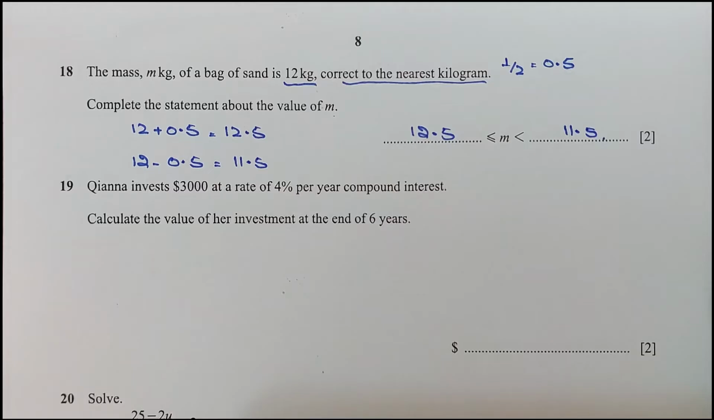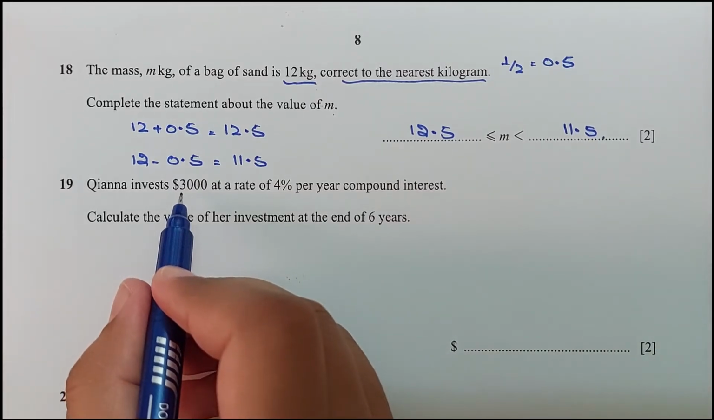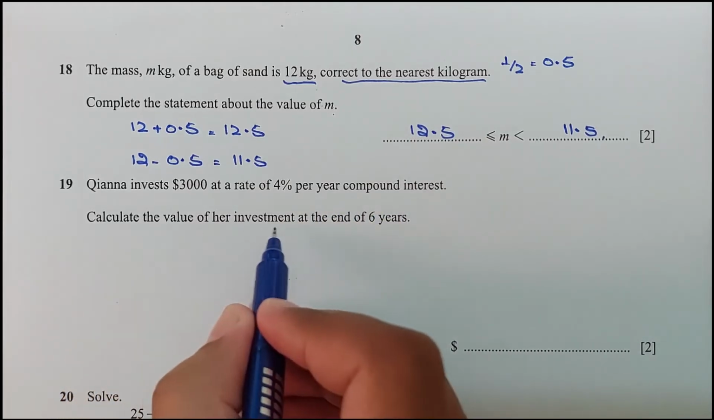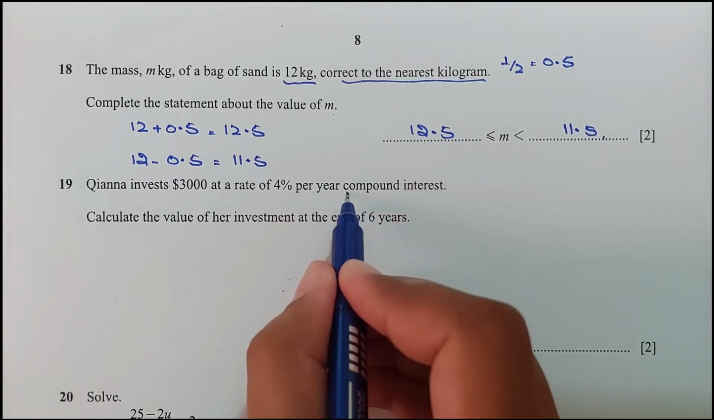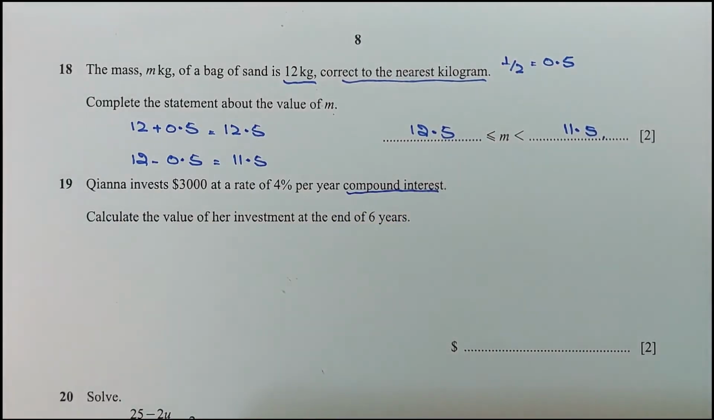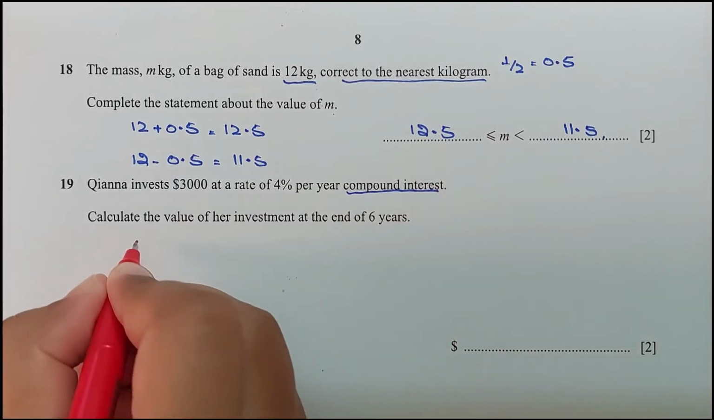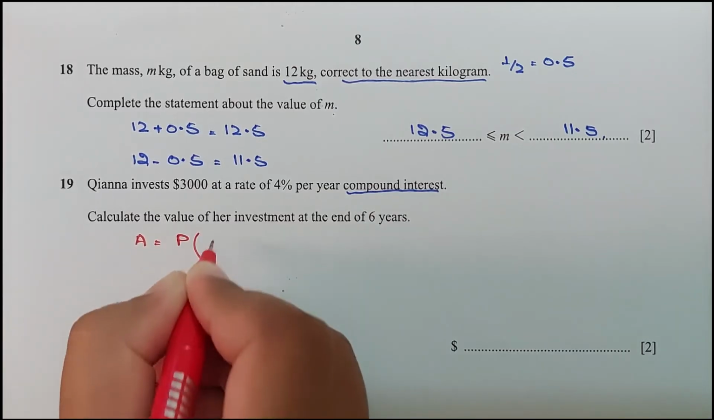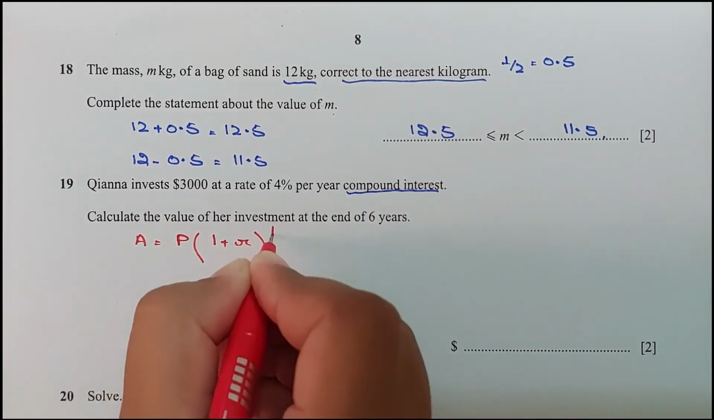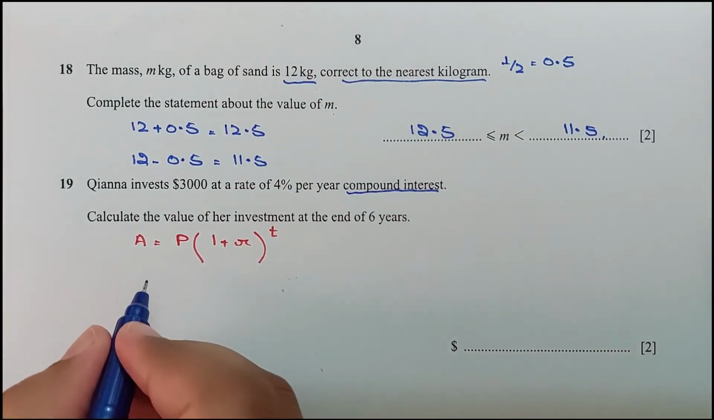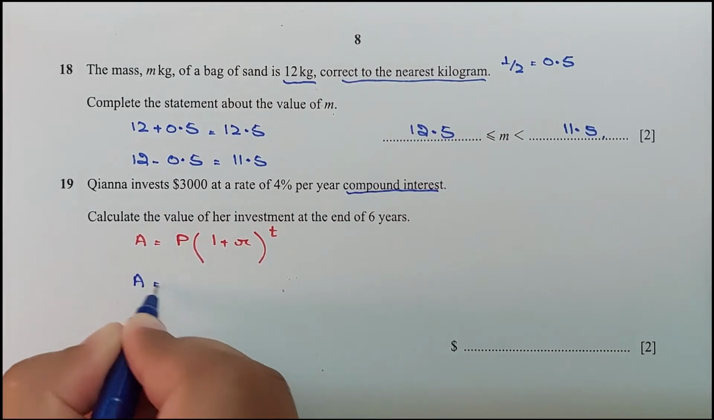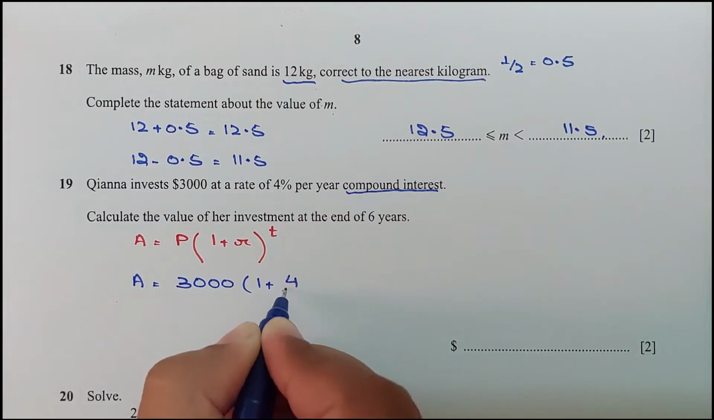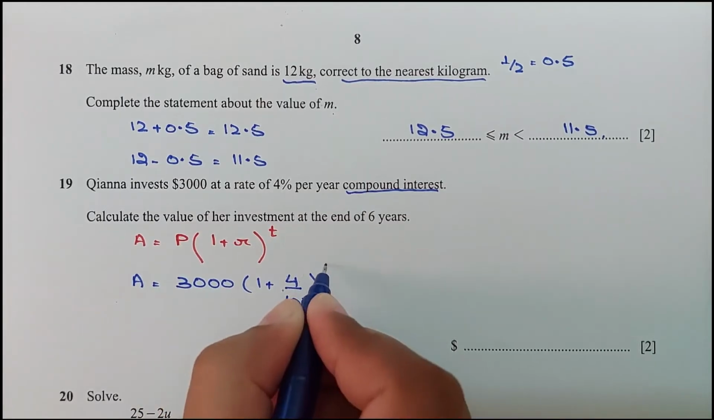All right. Number 19, when I invest $3,000 at the rate of 4% per year compound interest, calculate the value of her investment at the end of 6 years. So it is compound interest. We have to use the formula for compound interest. The value of investment, we have to calculate. So A equals P times (1 plus R) to the power T. The principal is 3,000. 1 plus interest rate is 4%. And the time is 6 years, right?